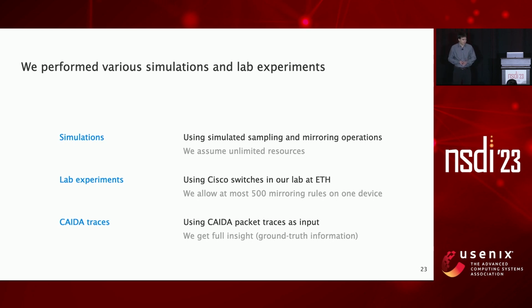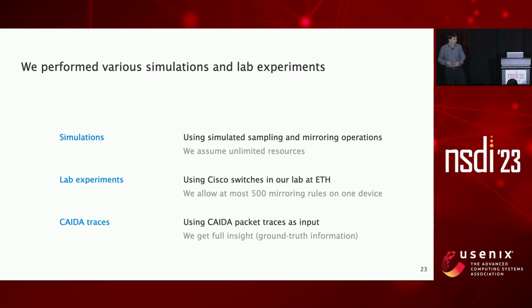So the final question is, what traffic did we use for the experiments? And here it was important for us that we had the full ground truth view on which packets there are. So we could not just use a sample trace, for example, from a real network, because that makes it difficult to see if our inference was correct or not.